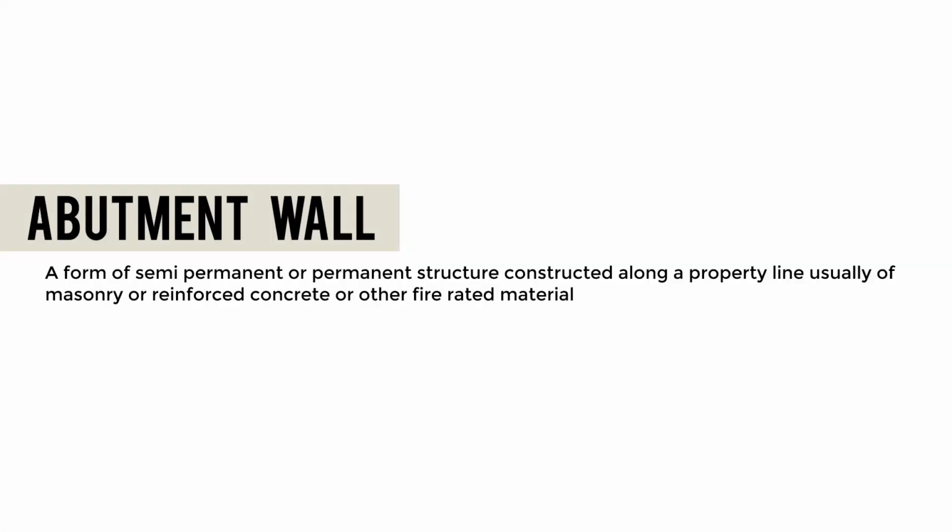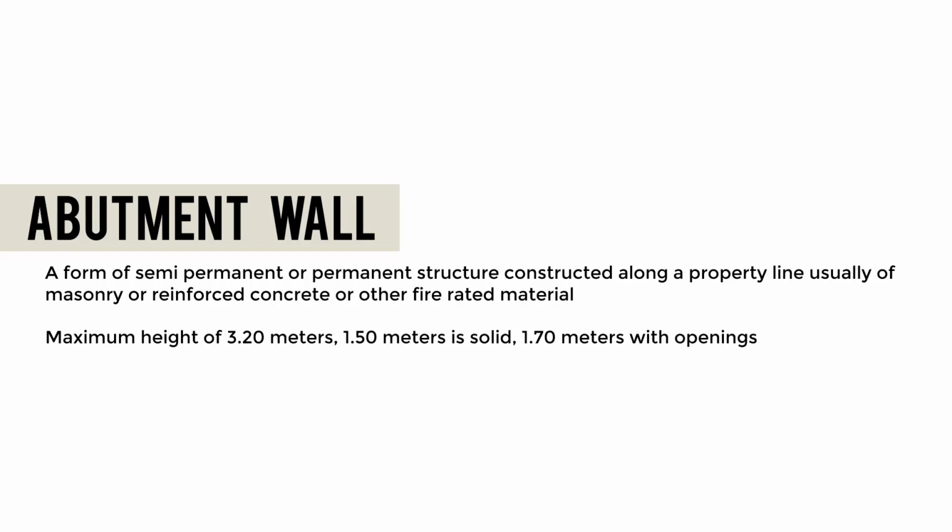Next, we have abutment wall, a form of semi-permanent or permanent structure constructed along a property line, usually of masonry or reinforced concrete or other fire-rated material. Maximum height of 3.20 meters, 1.5 meters is solid, and 1.7 meters with opening. Maximum length is 7 meters or not exceeding 50% of the length.